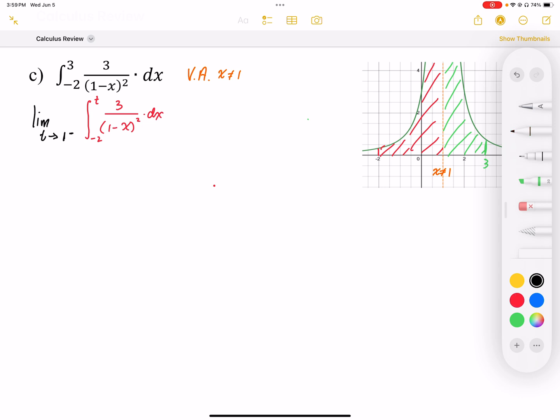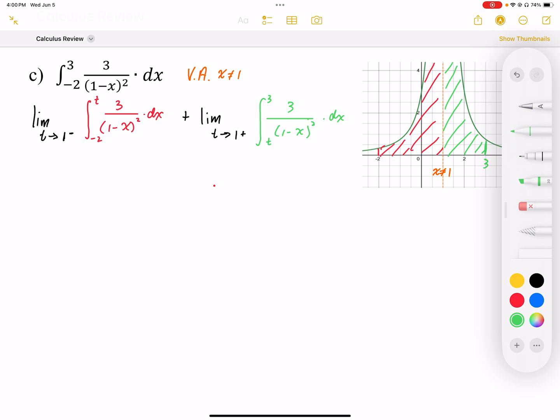Okay, that's going to be that red area, plus, because I'm integrating along an asymptote, I need to use a limit notation again. I'm going to go to 1. This time I'm going to approach 1 from this side, so that's going to be from the positive side. And that integral is going to be the exact same integral with different bounds, from t to +3, of 3 over (1 - x) squared dx.